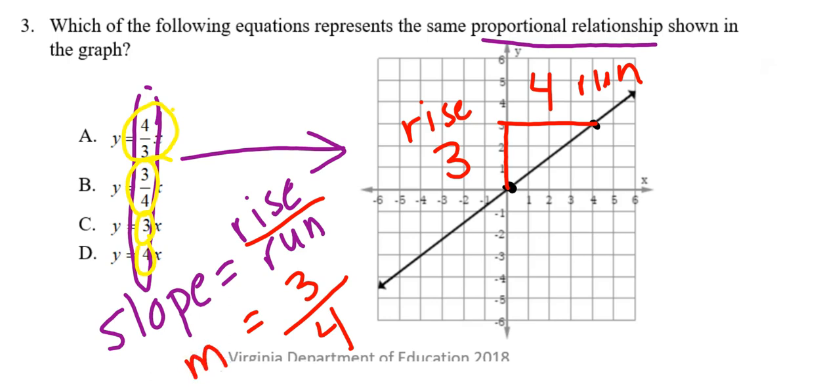So A is 4/3, it's been switched. B has a slope of 3/4. C has a slope of 3, and D has a slope of 4. And that's how you do it. So when you have a graph, you're going to find the slope and figure out which one has the same m value.